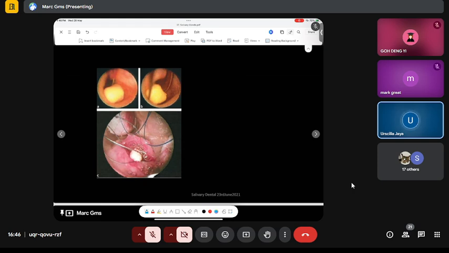This is a stone within the parotid duct. Okay, and that's a basket removing it. Can y'all see the photo below? That's the basket. Next.